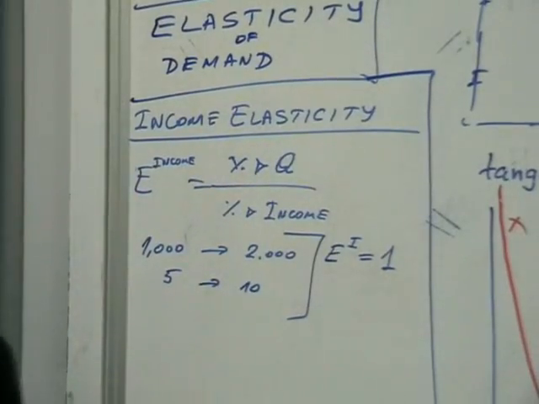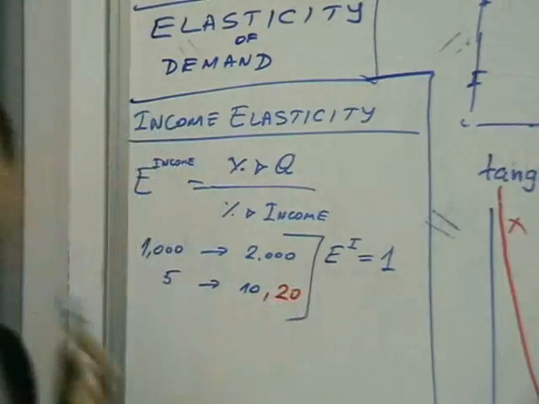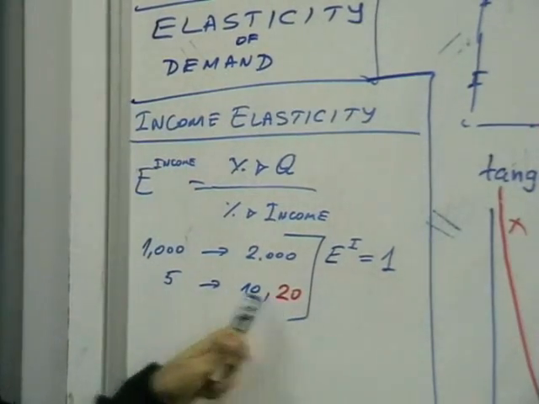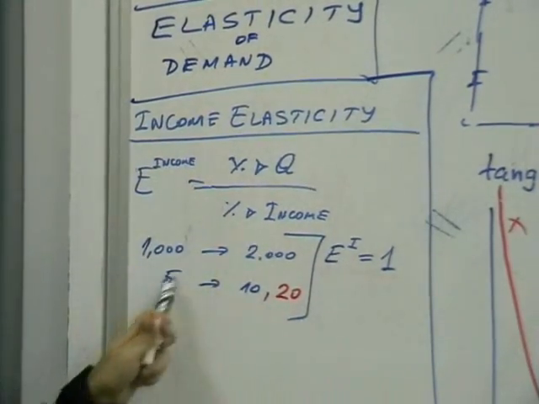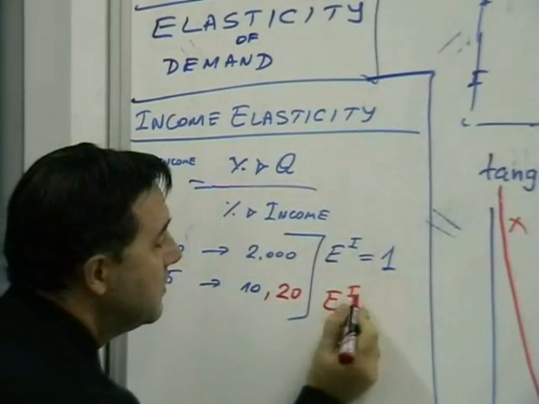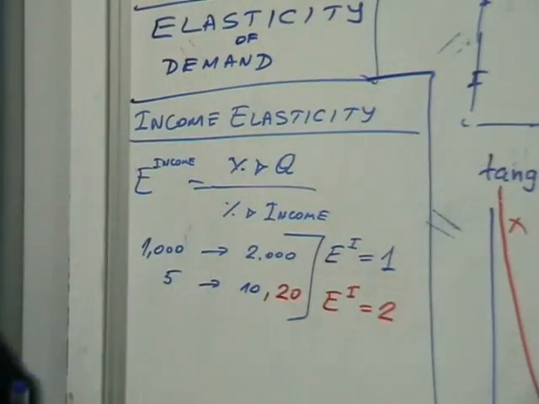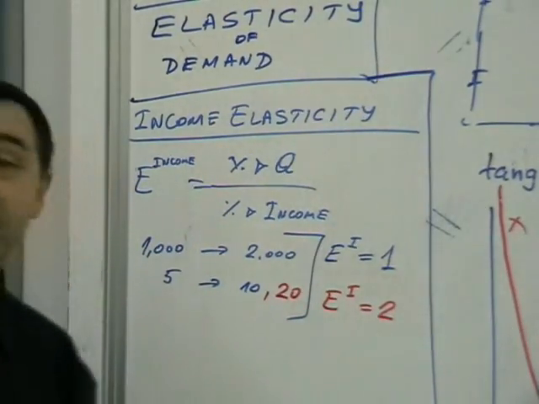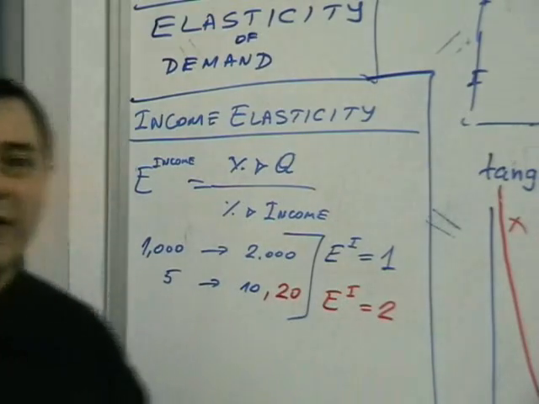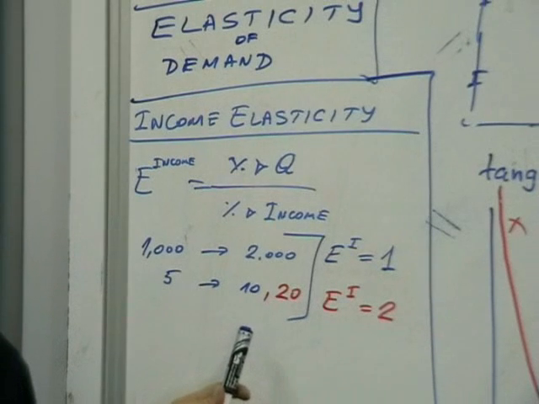What if consumption didn't go to 10 but went up to 20? Now I'm just using the red. So, income doubled but consumption went to 20. Then elasticity of income is 2. Alright? Fairly straightforward. Well, any memories of how we called those types of goods?